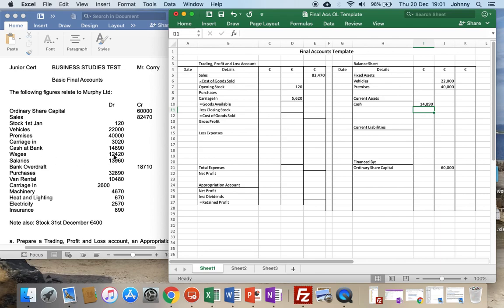So wages is an expense. It's a regular bill that we have. And we've got salaries. We could tie the two of those together, because the two of them are pretty much the same thing. So I'm going to add these two numbers together. So we've got 420 plus salaries 13960. Bank overdraft, and that's money we owe to people. We haven't paid for it yet, so we put that as a current liability. So debt we owe.